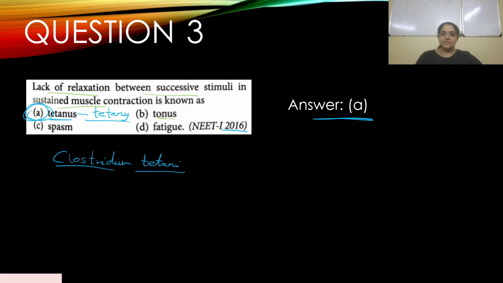B, tonus is a partial contraction that is maintained in your muscles to maintain a posture, right? You stand upright, your back is contracted, right? So that's partial contraction to maintain your body posture.